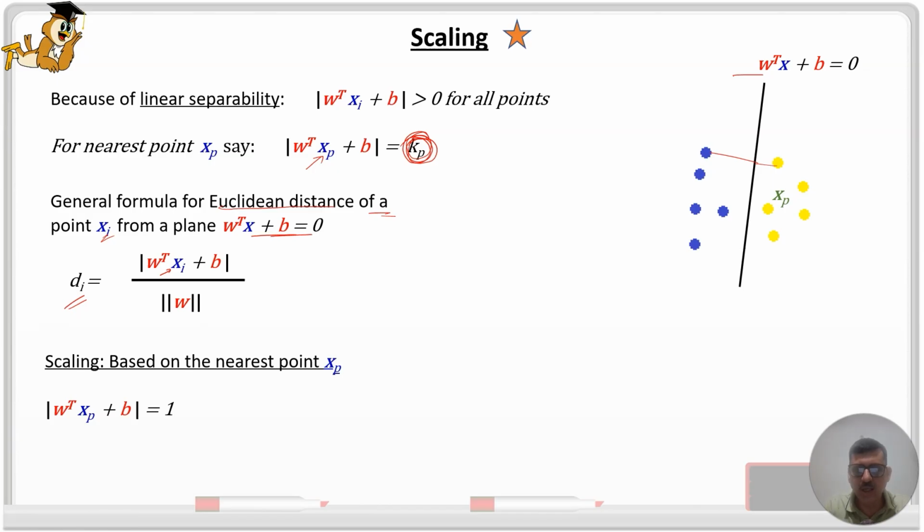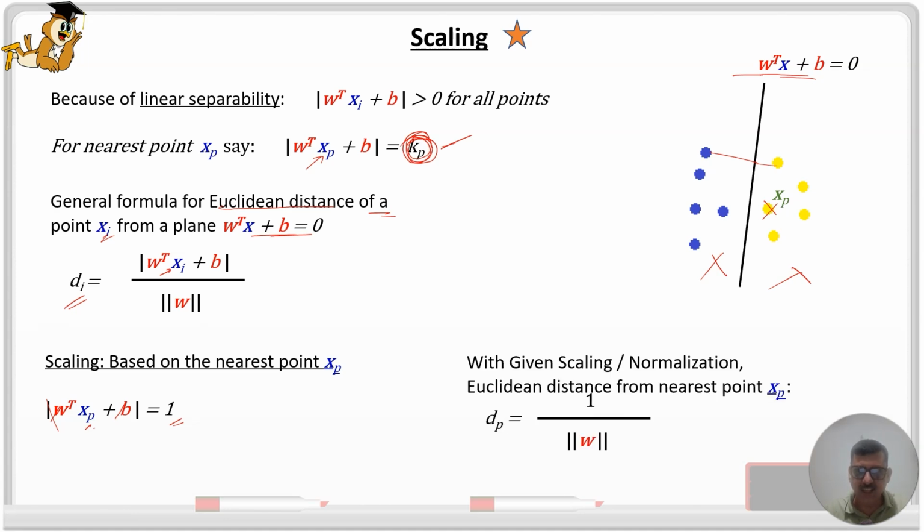Here is how we are going to do our scaling. Our scaling for every hyperplane is going to be based upon the point nearest to it. So for example, for this hyperplane, if xp was my nearest point, I am going to scale the values of w's and b such that modulus of W transpose xp plus b is equal to 1. It could be plus or minus 1 depending upon whether the nearest point is on this side or the other side. But I am going to scale so that its modulus becomes equal to 1. In other words, Kp equals 1.